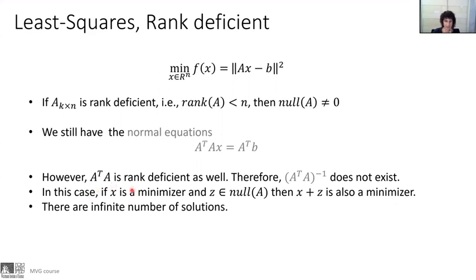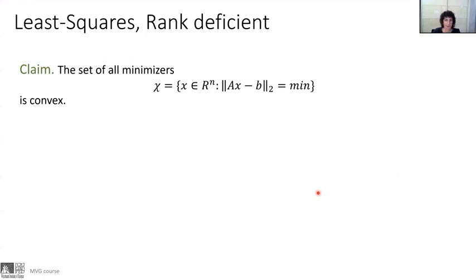Actually, it's nice to understand that if I have a minimizer to this problem, since A is rank deficient, any vector Z in the null space of A plus X is also a minimizer, because if I take A times X plus Z, I get back A times X, since A times Z is zero. So there is an infinite number of solutions. And the idea is to find the one which has the smallest norm among all the solutions. Moreover, the set of all minimizers is going to be a convex set.